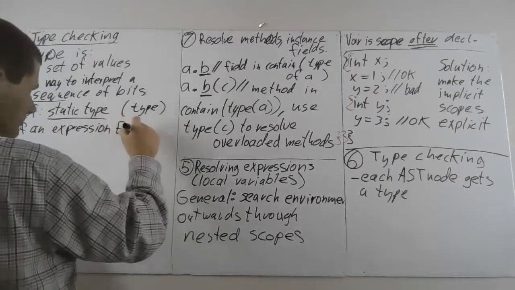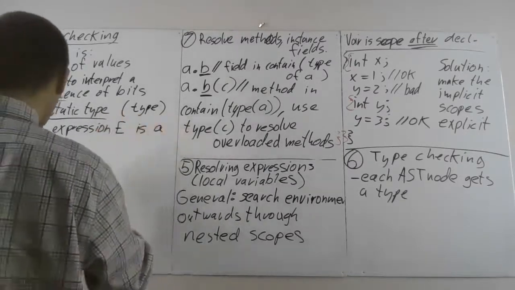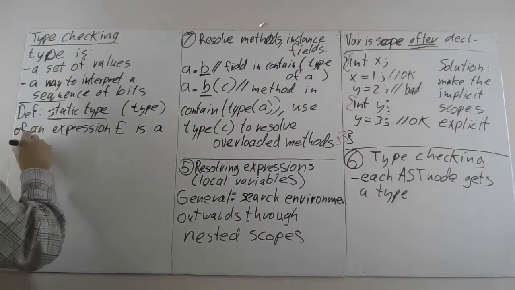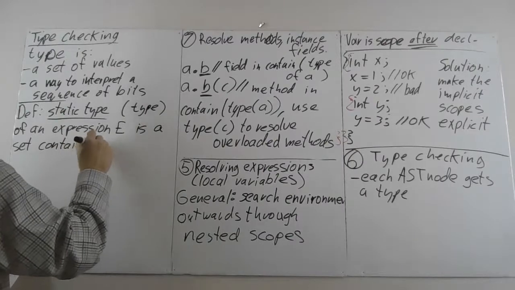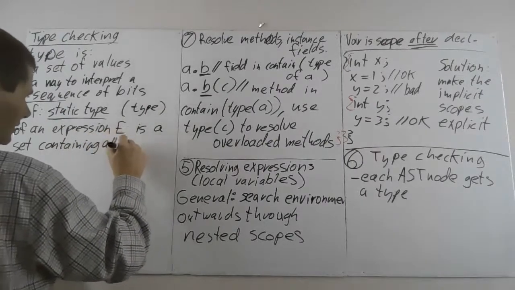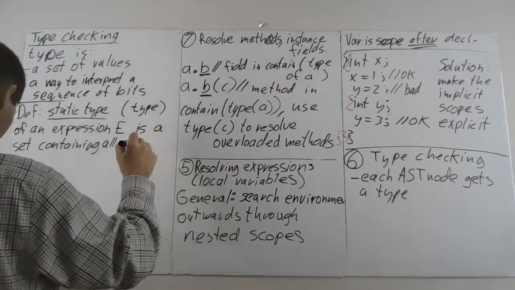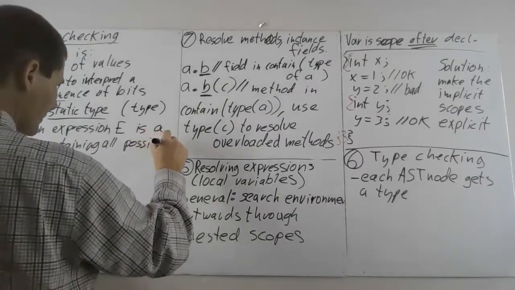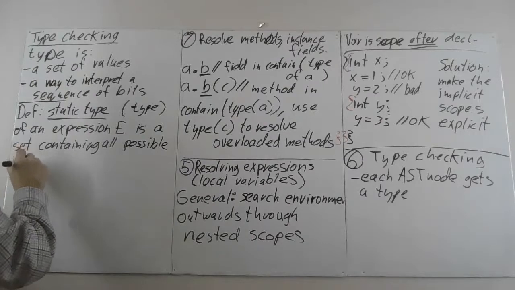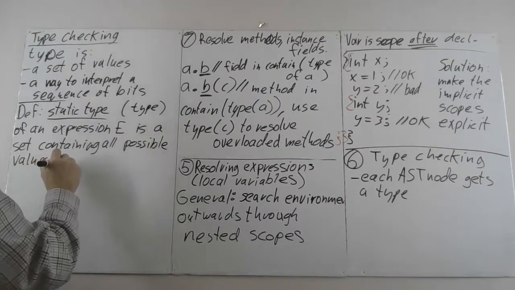The static type of an expression E is a set containing all possible values of E.